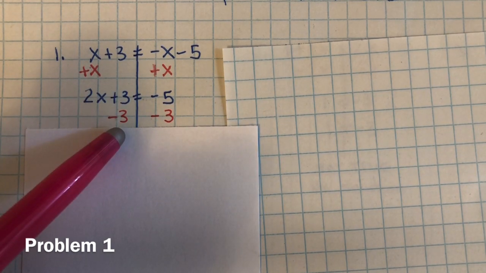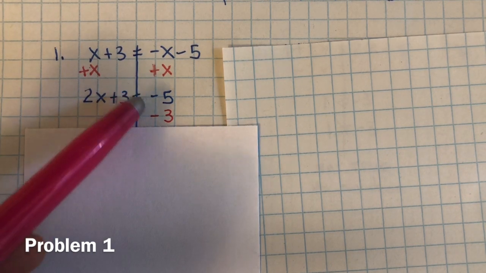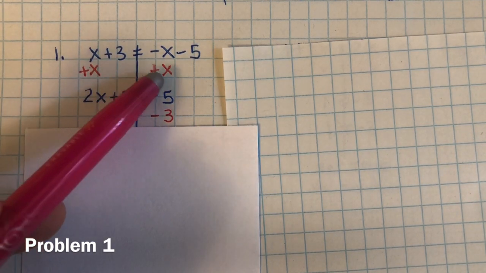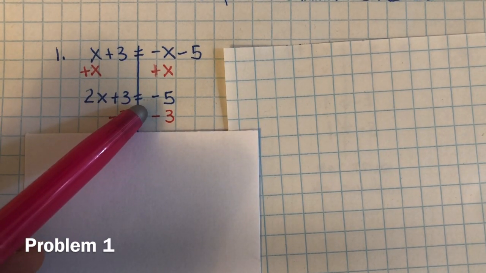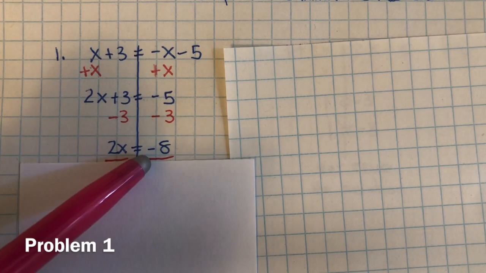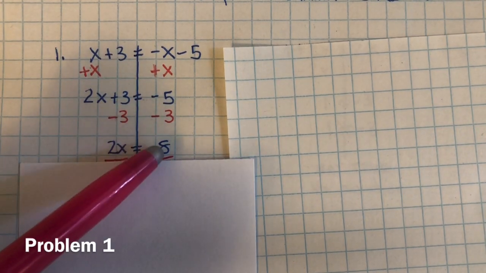Creates a zero pair. Here we have a negative and a negative. So you have 5 negatives and 3 negatives. You're going to add them together. You keep the sign that you have more of, which is a negative. And 5 plus 3 is 8.